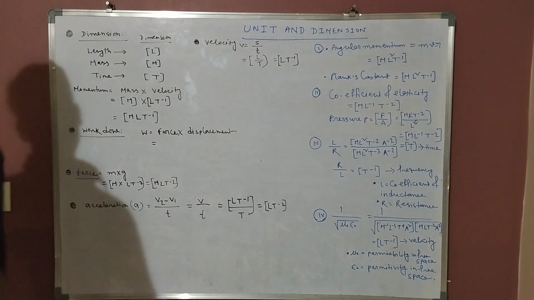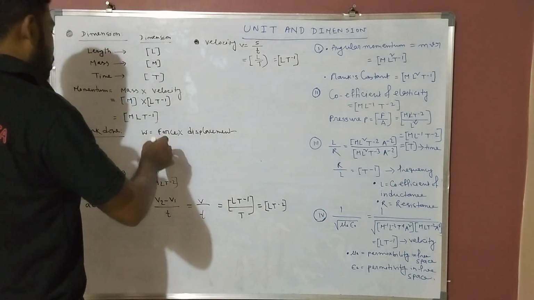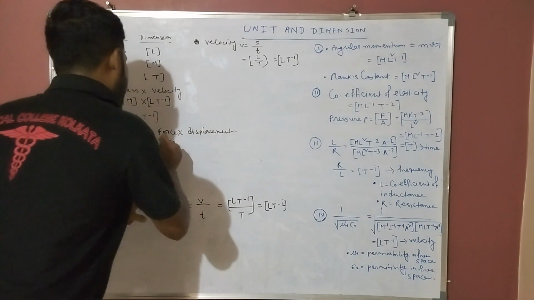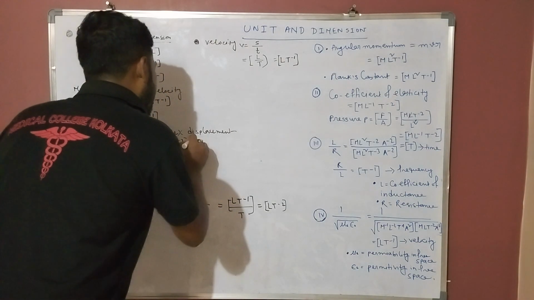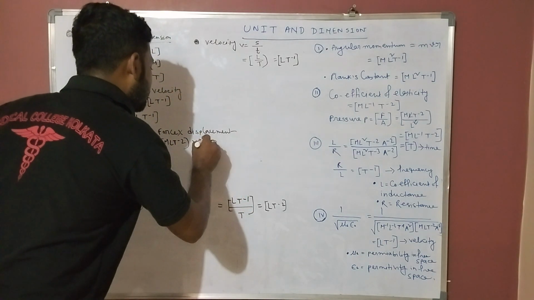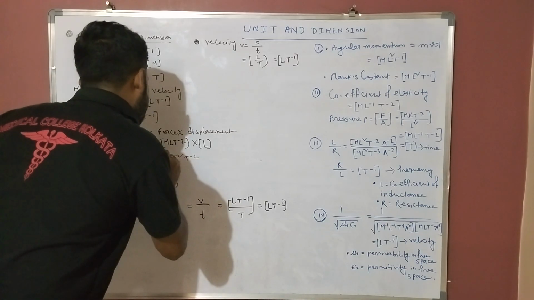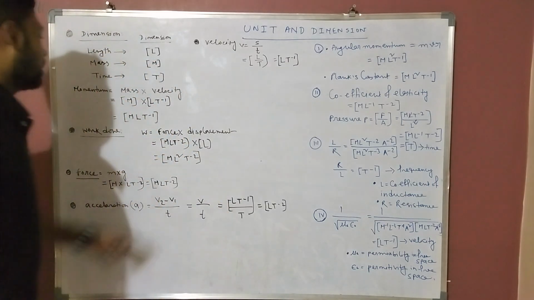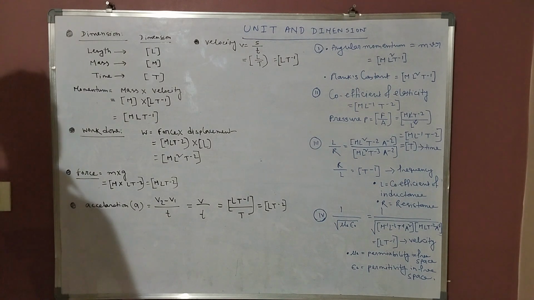So now what will be the dimension of work done? We already know the dimension of force, m L t to the power minus 2, and displacement is also length, so m L square t to the power minus 2. This is the dimension of work done. Understood?